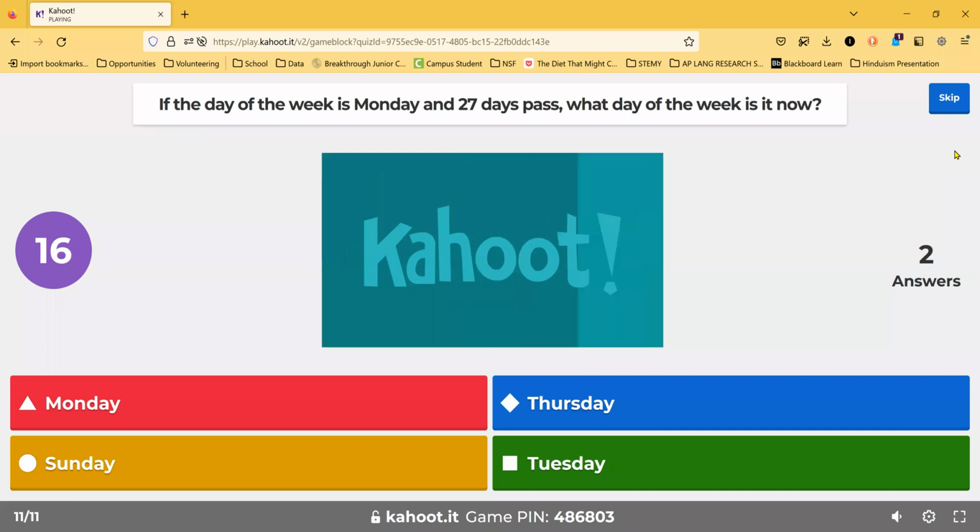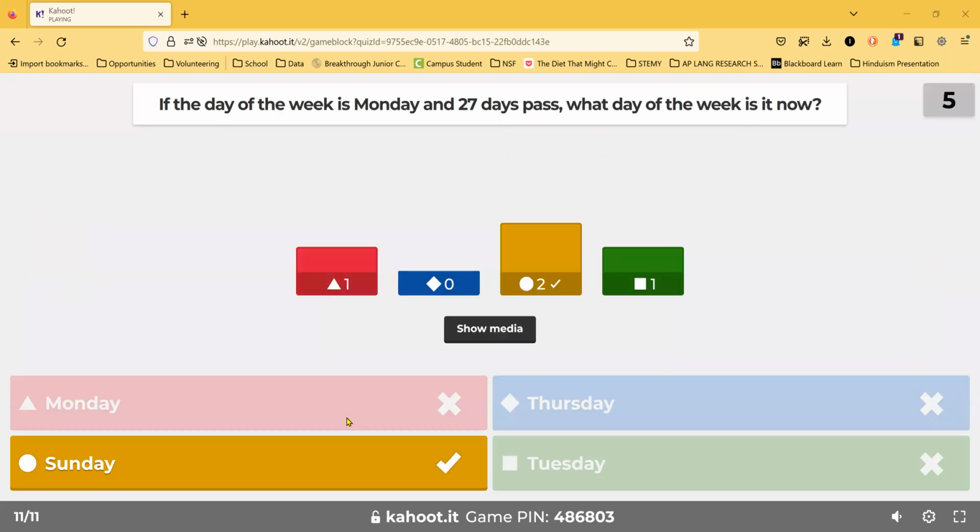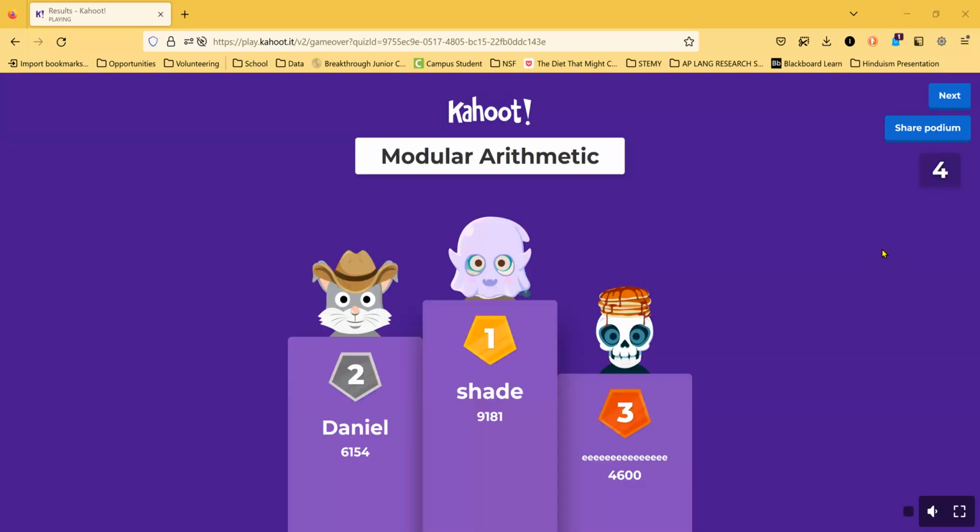If the day of the week is Monday and 27 days pass, what day of the week is it now? It's Sunday because 27 mod 7 is equal to 6. Okay, modular arithmetic.